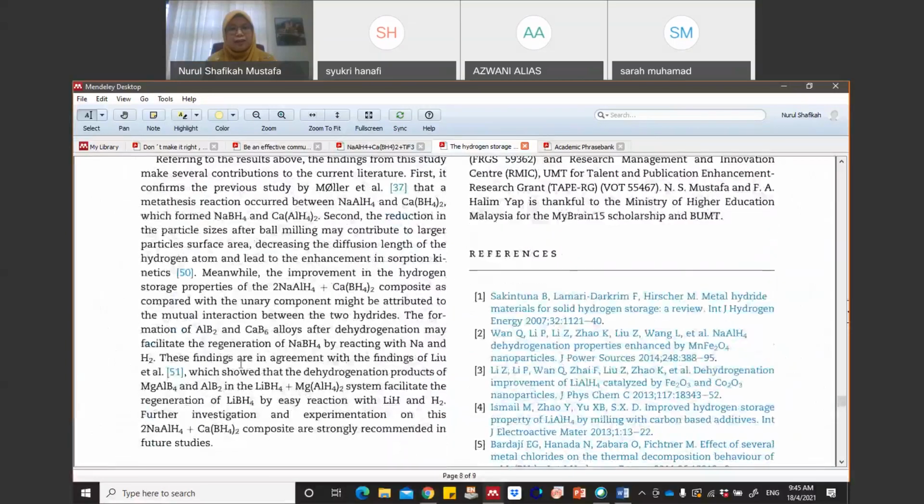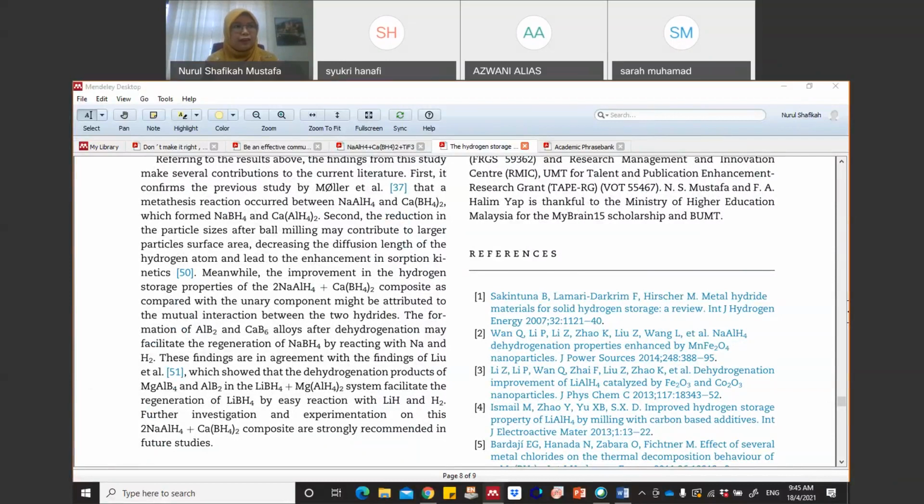Kalau similarity, ayat-ayat ni pun kadang saya refer to the Academic Phrasebank. The findings are in agreement with the findings of so-and-so. We show that, okay gitu-gitu. So you can refer to the previous research. Adakah finding you tu agree ke? Kalau disagree, why? Kalau agree, you can support your result. Okay, that's for the finding part.